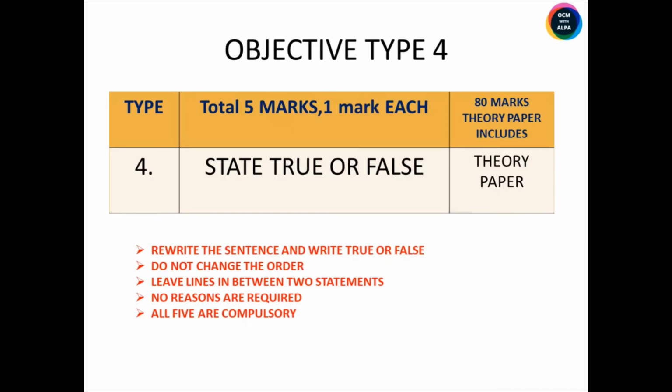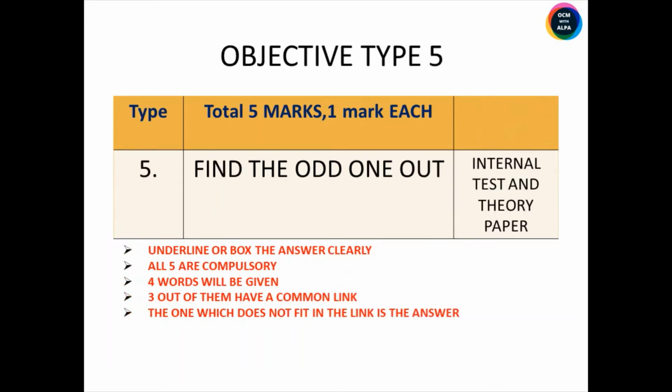Moving to the next type, objective type 4, the good old state true or false. Remember, in the old paper pattern, it was something which had reasons to be given, which is no longer expected here. This is just a 1 mark objective. Please make it a habit to rewrite the sentence and then answer true or false, underline it, box it. Obviously, all 5 are compulsory, and by any chance, do not change the order of the true or false. Write the answer in the same order as it has been given in the question paper.